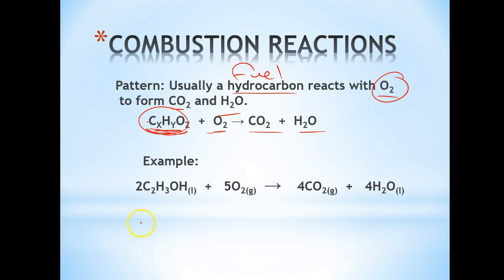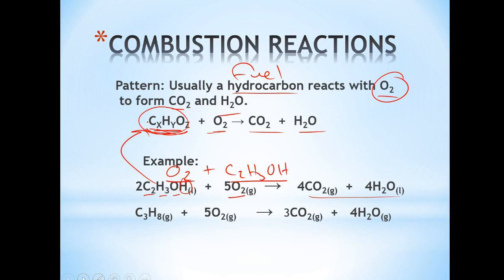I'm going to give you some examples. Gosh, I don't even know what kind of alcohol this is, but it's an alcohol. Again, carbon, hydrogen, and oxygen. Even though there's a hydrogen at the end, it still counts as a hydrocarbon. Plus oxygen makes CO2 and water. It doesn't have to be written this way. It could be written O2 plus C2H3OH. Hydrocarbon and oxygen don't have to be written in that order.